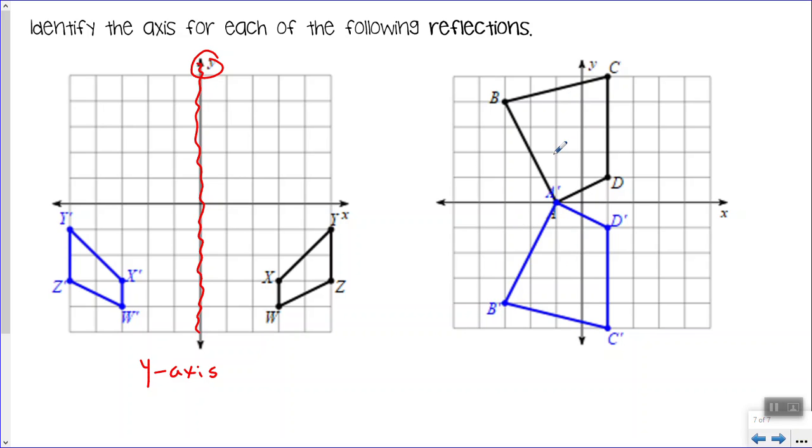In the second one, I've got my pre-image above the x-axis and my image below it, so that means that we reflected over the x-axis. Even though we've got a graph on both sides of the y-axis, if you'll look, you'll see that we have our pre-image here and our image here, and they don't quite match up. Whereas if I look at the above and below the x-axis, we can see those matching parts.